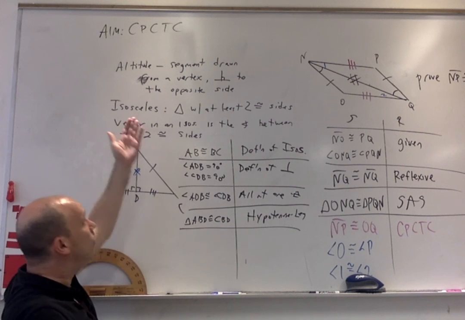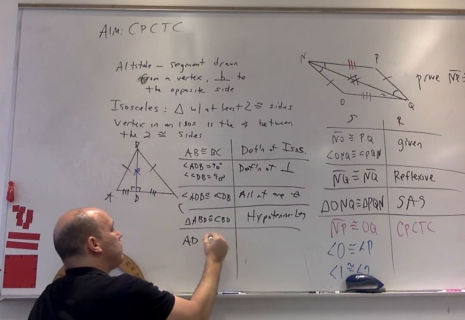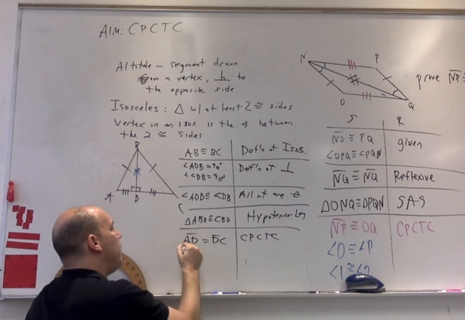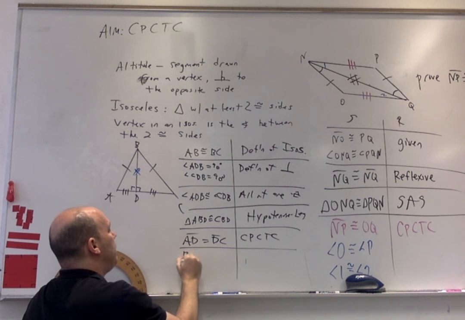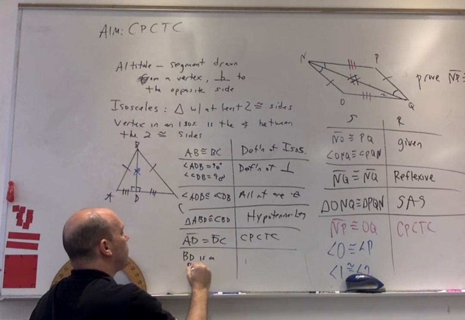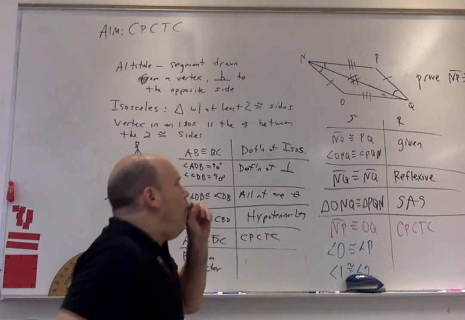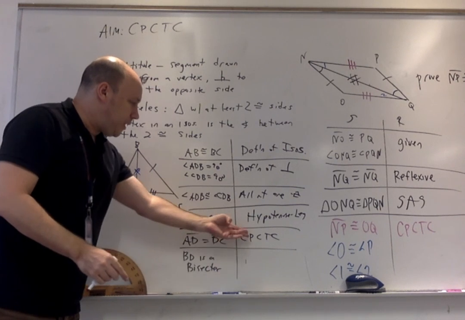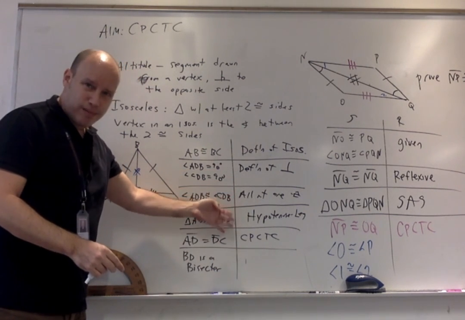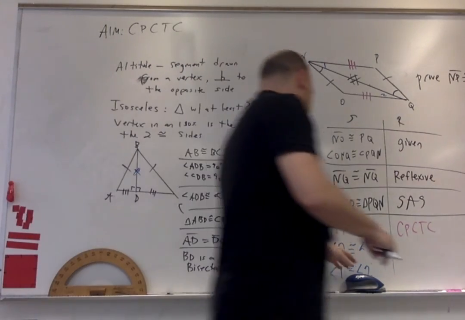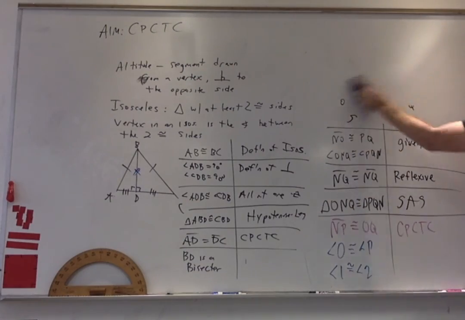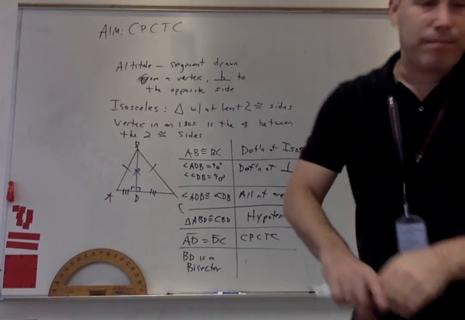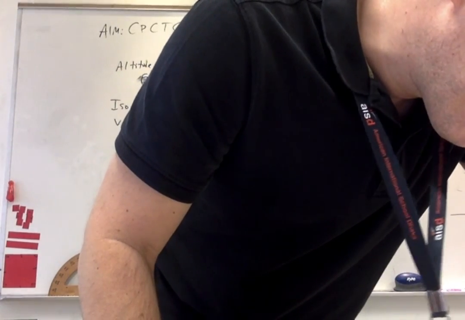Therefore, we just proved that AD is congruent to DC, CPCTC, and therefore you can say that BD is a bisector. Once again, the idea of CPCTC showing up again. Prove the triangles congruent, CPCTC. And that is it. Perfect. Okay.